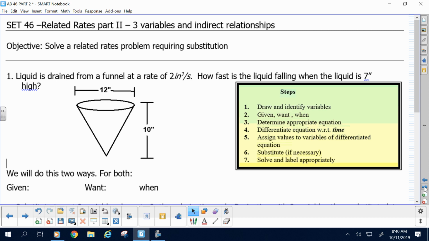What makes this harder is 3 variables. Look at this, for example. Liquid is drained from a funnel at a rate of 2 cubic inches per second. How fast is the liquid falling? I imagine that's the height. When the liquid is 7 inches high.